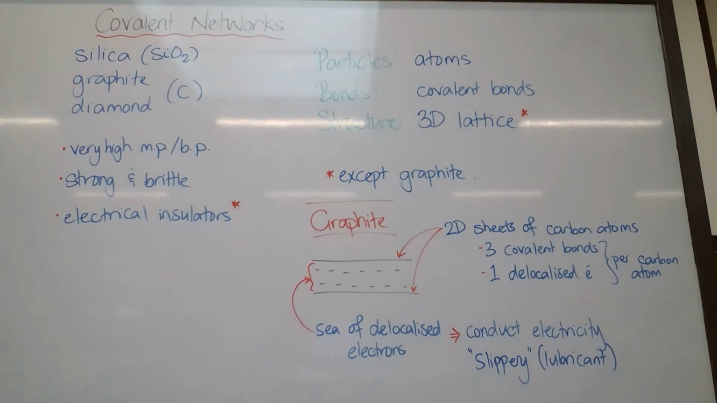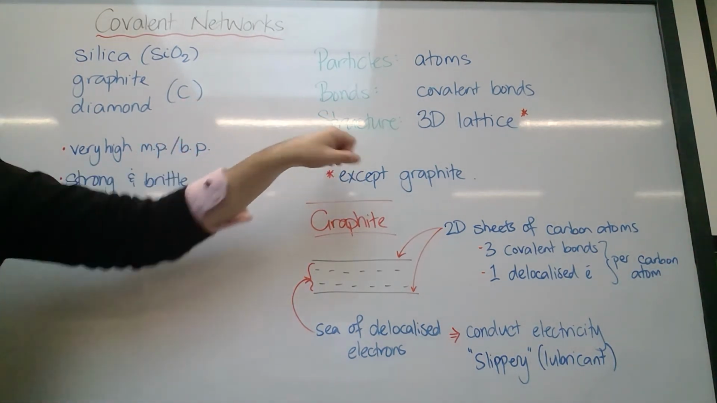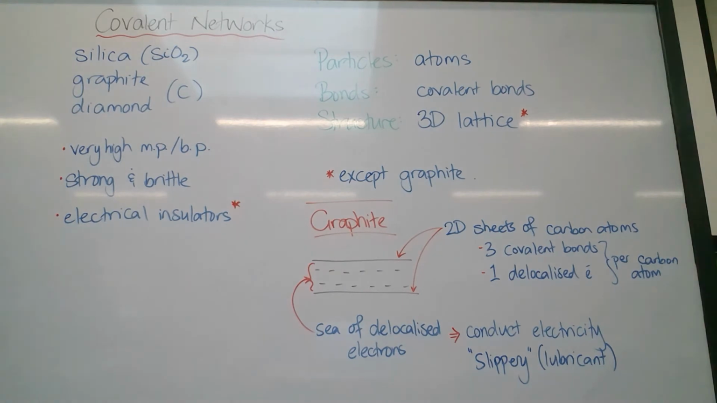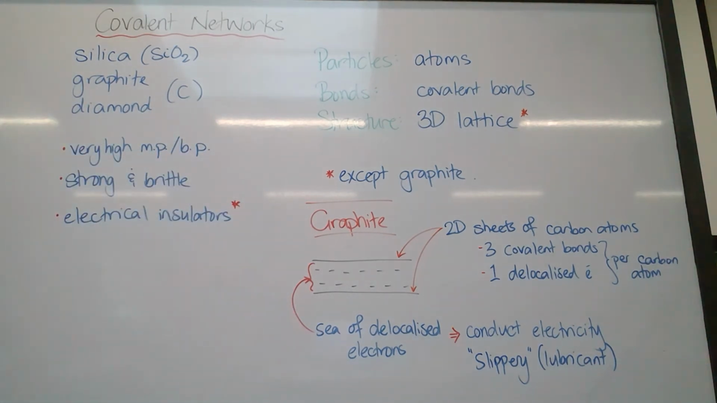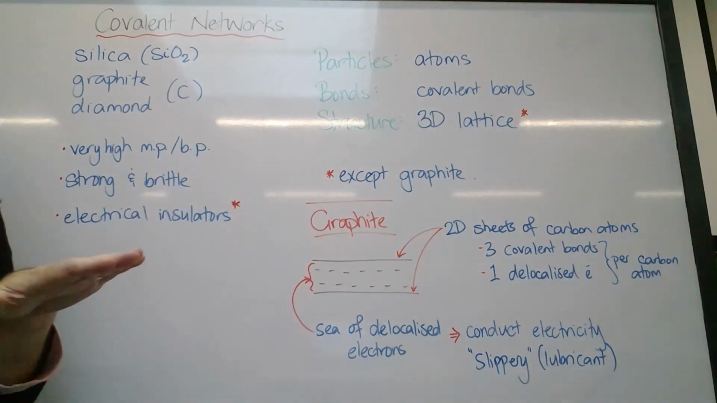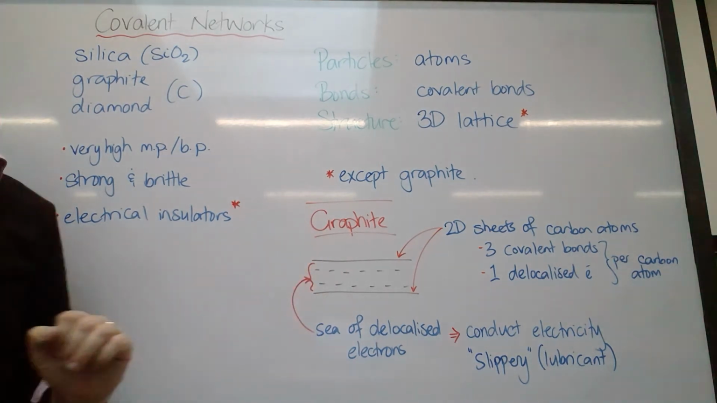So what they have in common is that they have carbon atoms. What they have in common is that those carbon atoms are bound to each other by covalent bonds. And you could even say strong covalent bonds because they are. What is different is that diamond is our 3-dimensional lattice, like this, whereas graphite has not a 3D lattice, but sheets of carbon atoms bound together and delocalized electrons in between them.